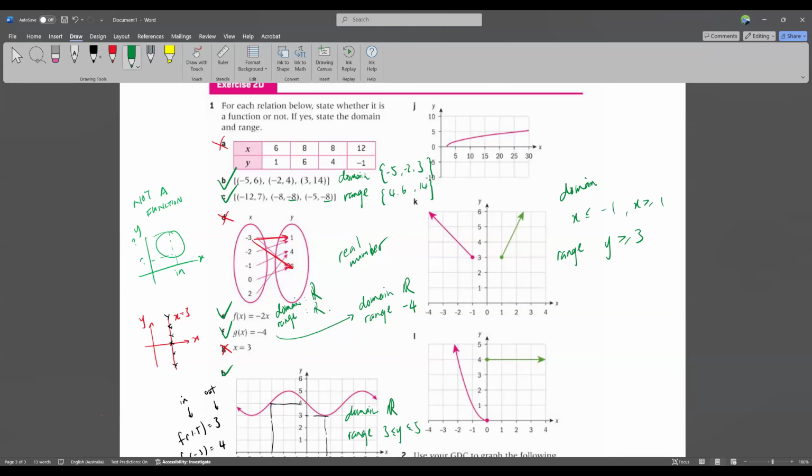Also, it having the same output. Okay, Brian, what did you get for this one? The domain and range. No. Is it a function? Yeah, it is. Hannah, what did you get?